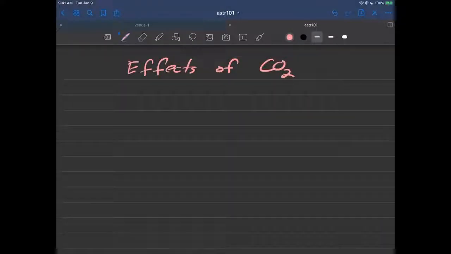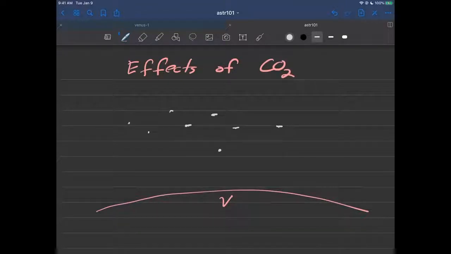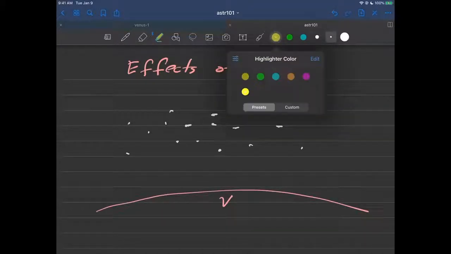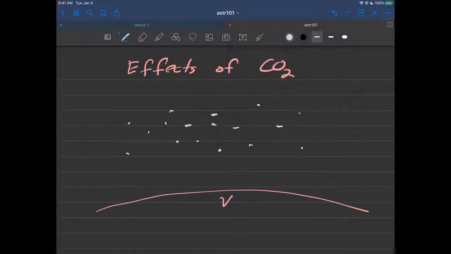So the effects of carbon dioxide in a planet's atmosphere. Hopefully you can see what's happening. You have the surface of the planet here, maybe something like Venus, and you have a lot of CO2 in the atmosphere. Then what we saw happening was all of these infrared photons just start to get trapped in this region around the planet. So I'm just collectively drawing a bunch of red on here to indicate trapped IR.